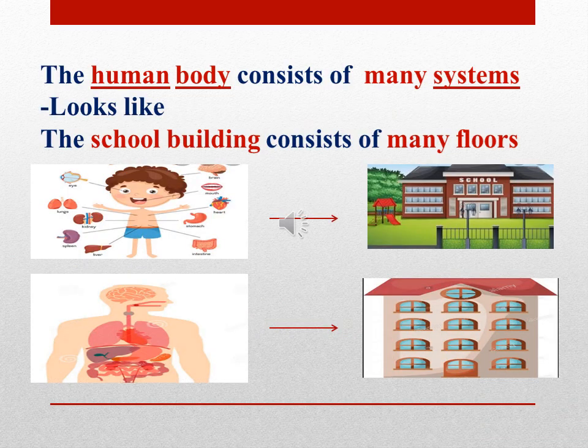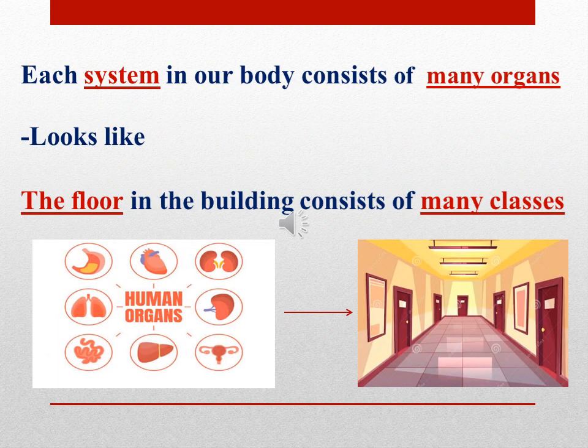Our human body consists of many systems. Each system in our body has its own job. Our human body looks like the school building. The school building consists of many floors. Each system in our human body consists of many organs.